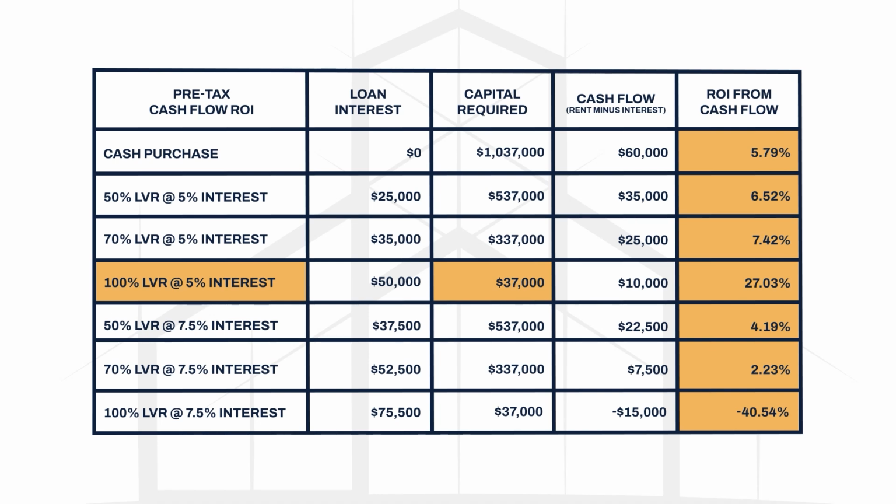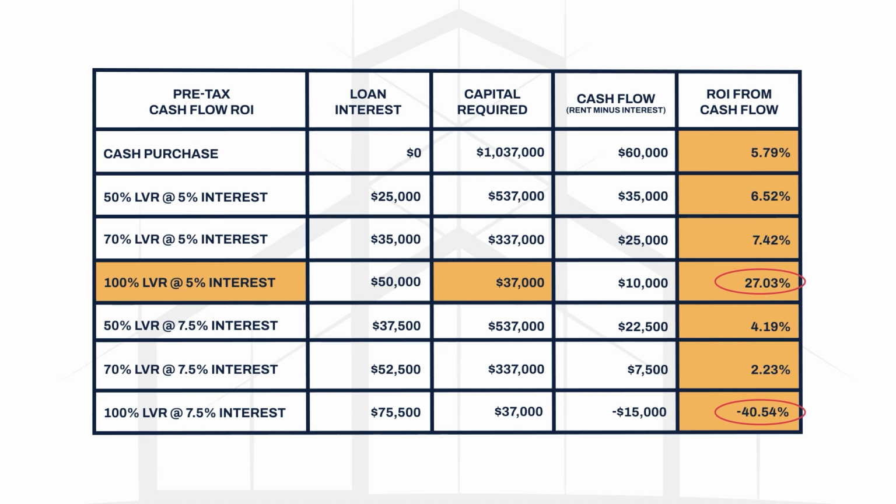You can see that at a lower interest rate of 5%, borrowing more, especially the full 100%, allows you to maximize the ROI from cash flow. However, being highly leveraged has risks. If interest rates are to rise, we can see at 7.5%, the ROI becomes negative.